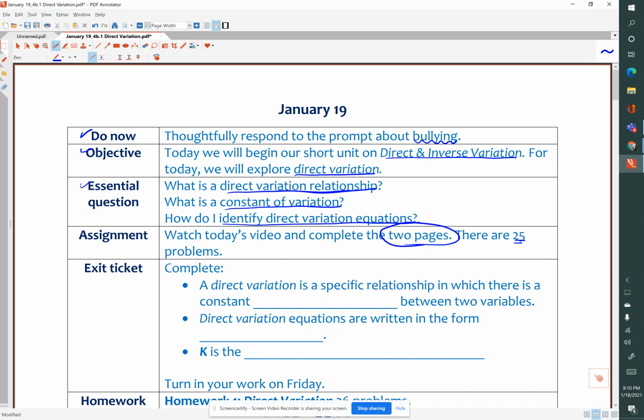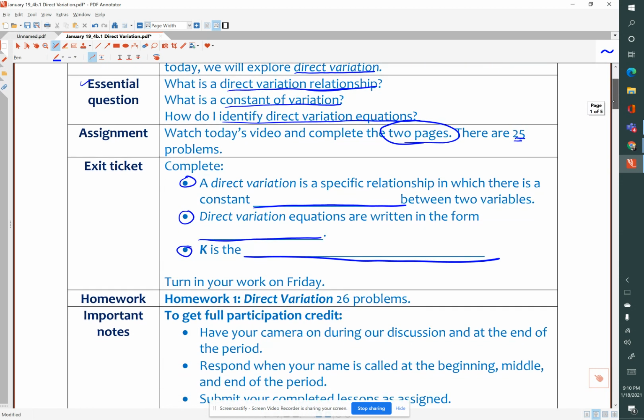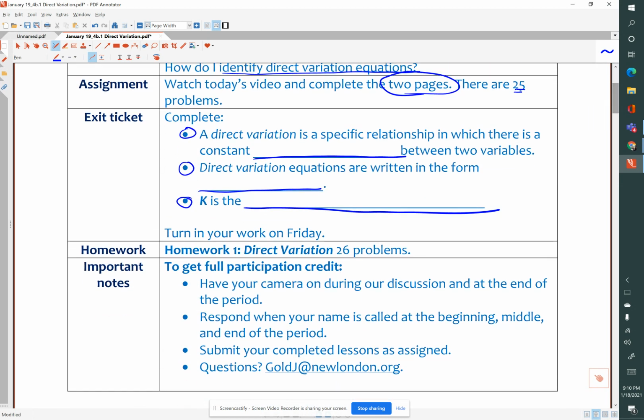For our exit ticket, we will complete these thoughts. A direct variation is a specific relationship in which there is a constant what between 2 variables. Direct variation equations are written in what form, and what do we call the k, or what are we referring to with this k in this direct variation relationship? And all work will be turned in on Friday.